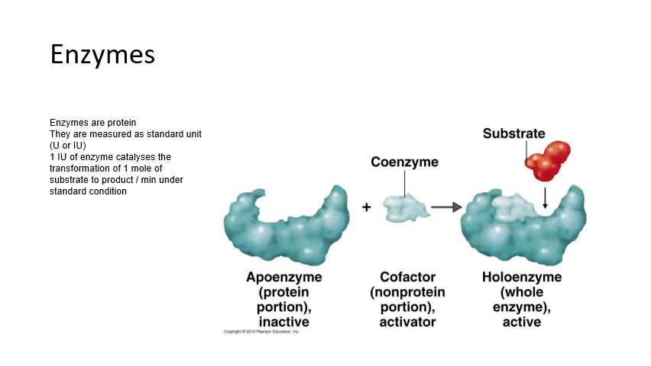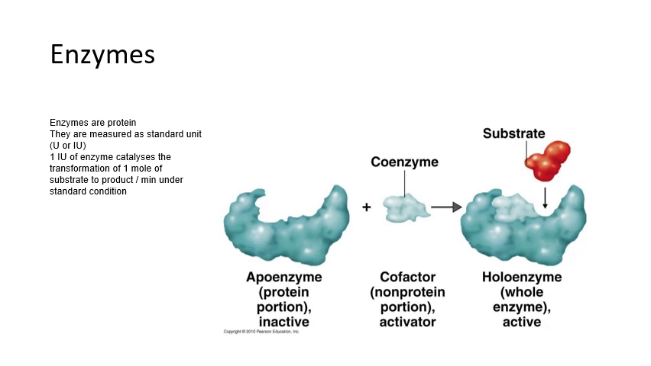Okay, so one thing we need to know about enzyme is that they are proteins. So all the physical chemical properties of proteins are going to be inherited by an enzyme, meaning that you can denature protein, it can lose its activity if the enzyme is denatured due to temperature or pH and so on and so forth. Okay, so the way we measure enzyme, we measure them as standard unit. We call this U unit or international unit, IU. So 1 IU of enzyme catalyzes the transformation of 1 mole of substrate to product per minute under standard condition.